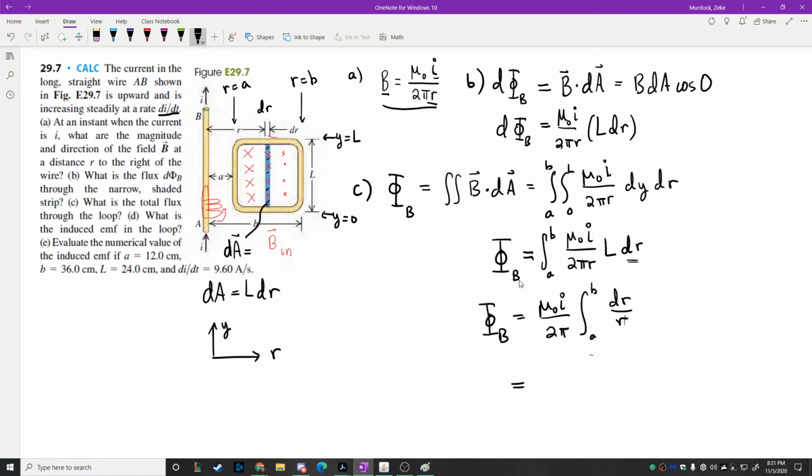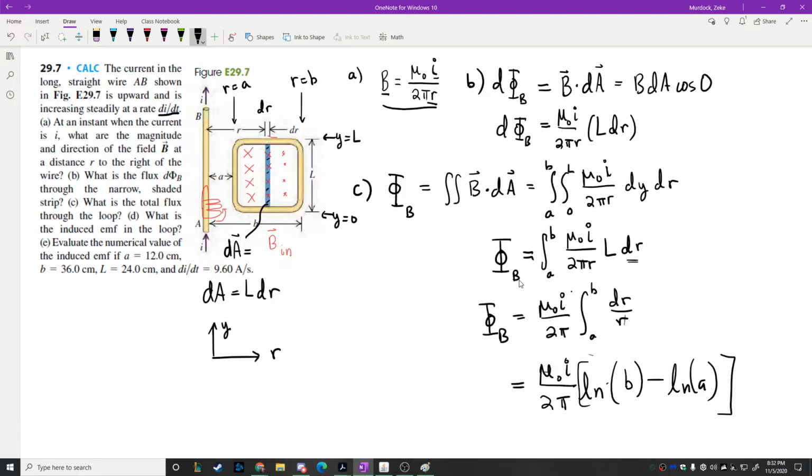You get r to the 0, because you have to add 1 to the power. You get natural log, that's right. So this is going to end up being mu naught multiplied by I divided by 2 pi, and then multiplied by the natural log of b. Well, I'll write it all out. So it's natural log b minus natural log a, but then we write that as log b over a.